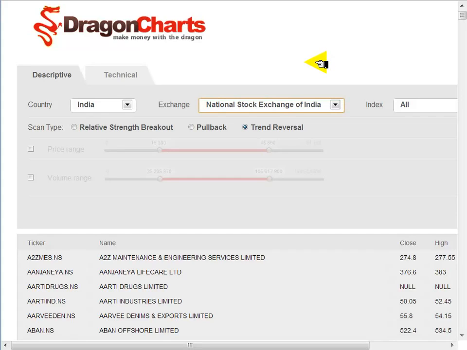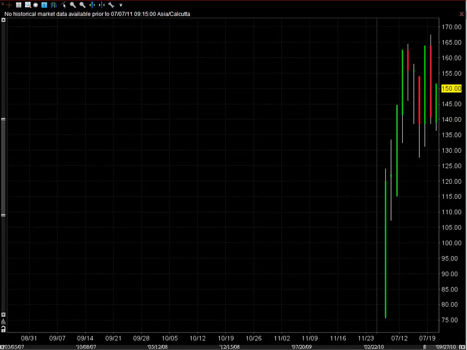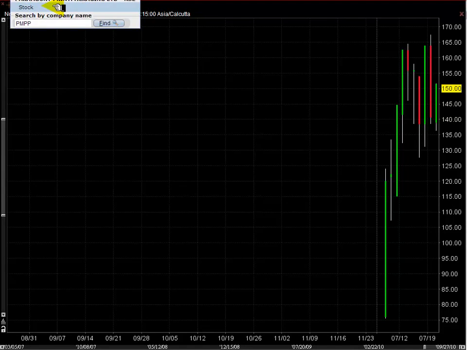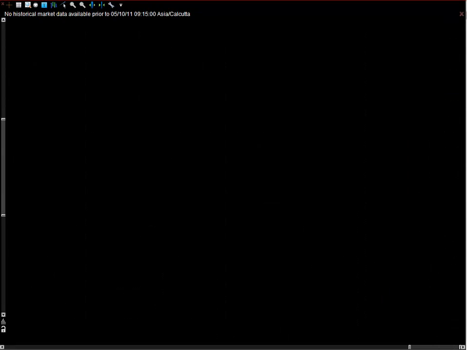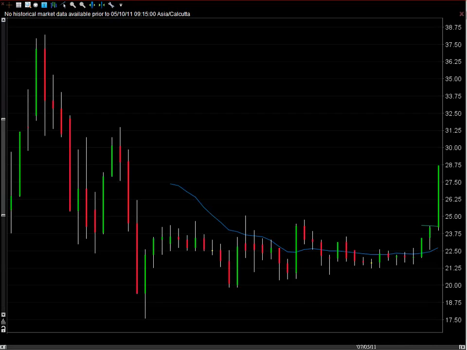Okay, so tonight we're going to be looking at some stocks that actually came up from our scans when we were doing our research earlier, and we'll show you some of these patterns that we like. One of them that came up, which also came up on our Interactive Brokers scan as well, is PMPP.